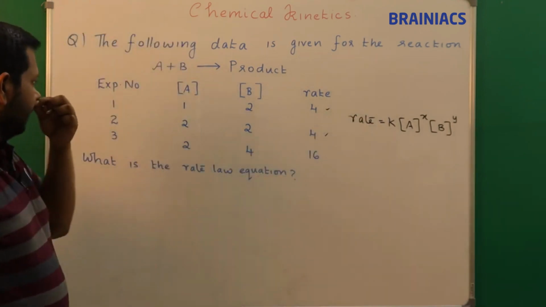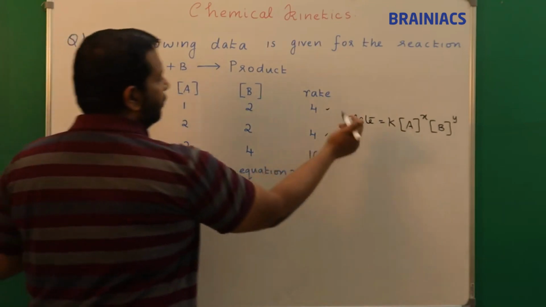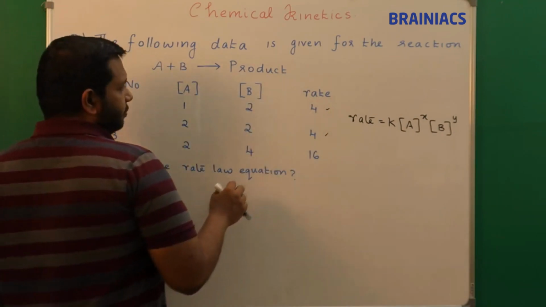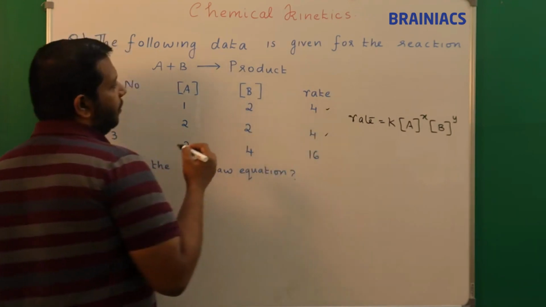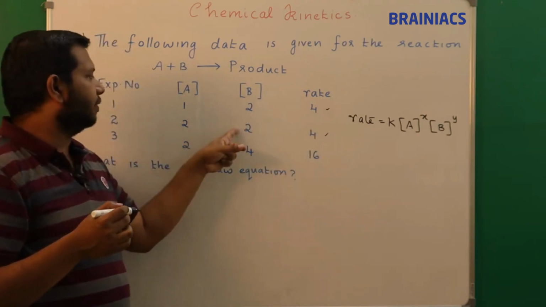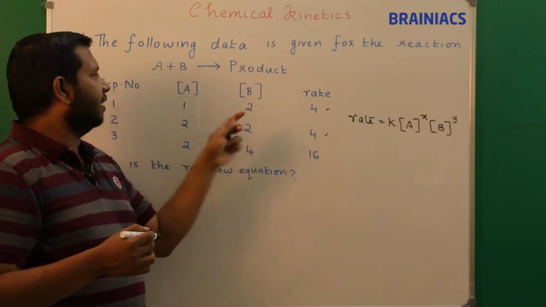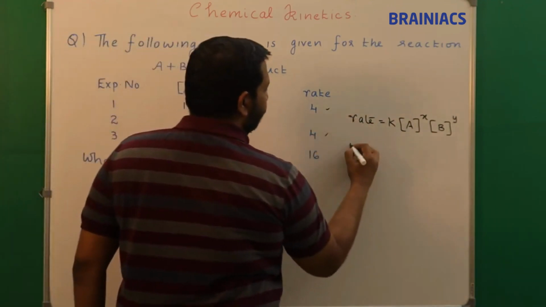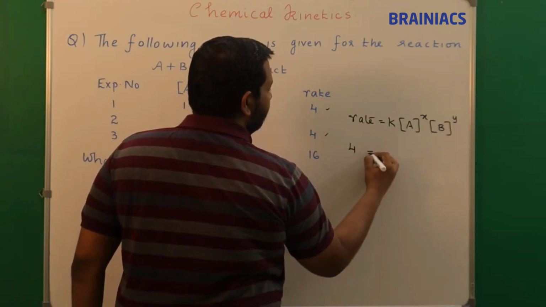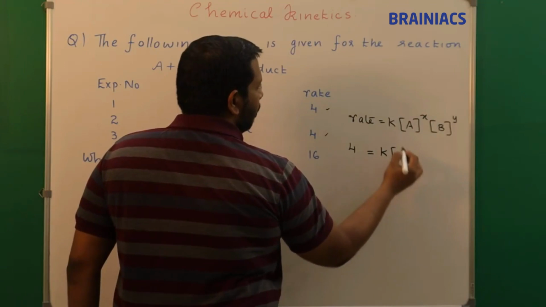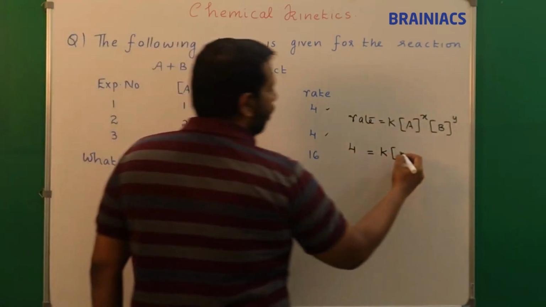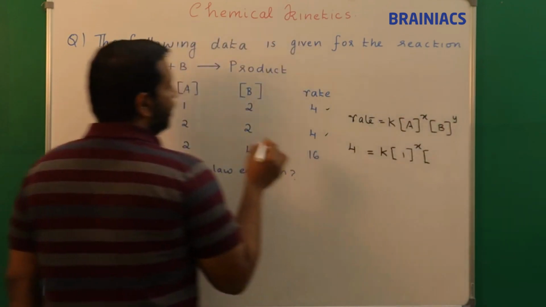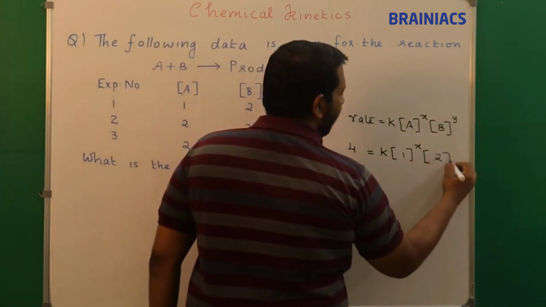Now how to do it? Very simple. First, in this equation we will apply the data that is given here. So let us take the data 1 and 2. Why am I taking data 1 and 2? Here the concentration of B is fixed. So I am taking the data in which the concentration of B is fixed. The rate at that point is 4, correct? 4 is equal to K into, what is A here? 1 power X, and what is B? 2, so 2 power Y.